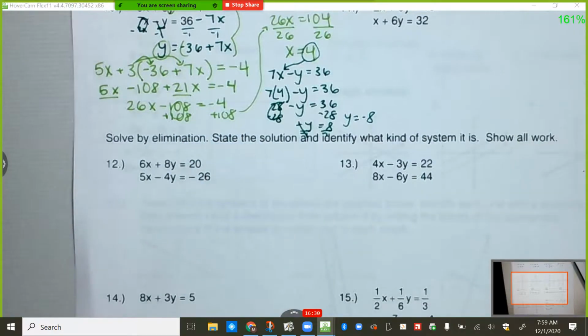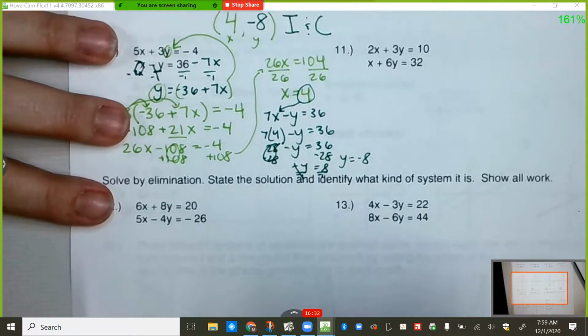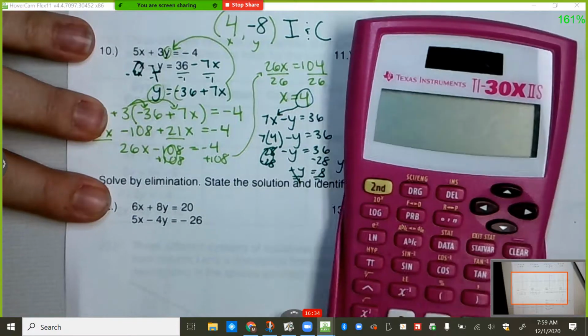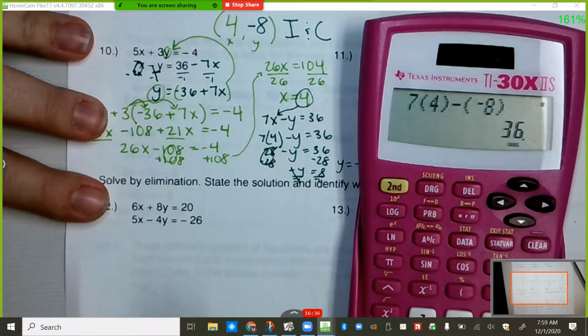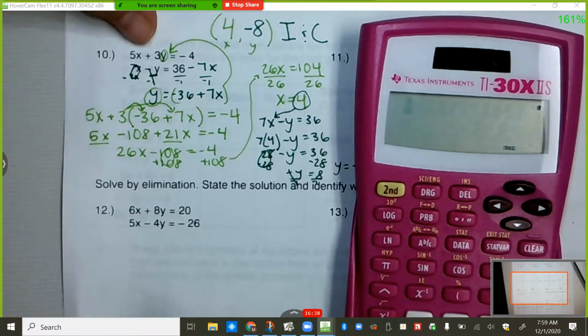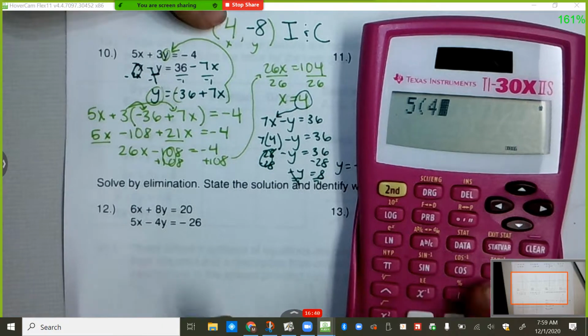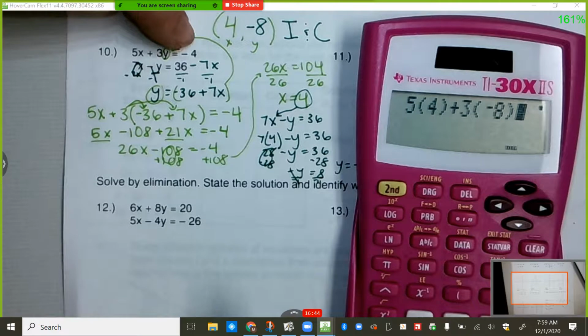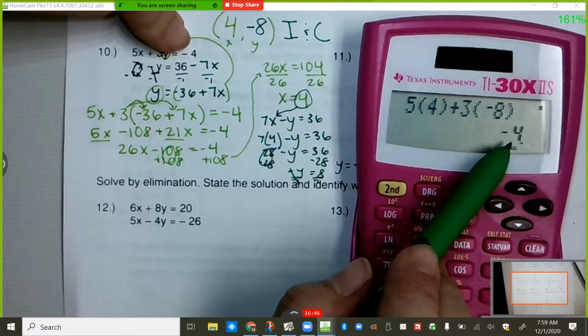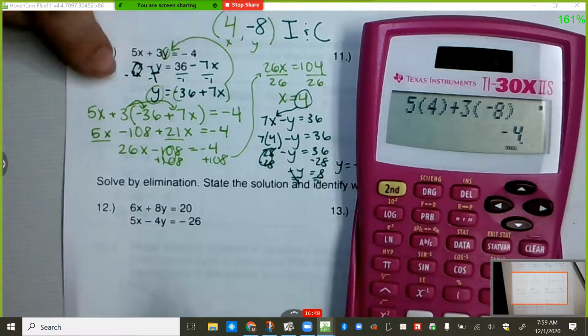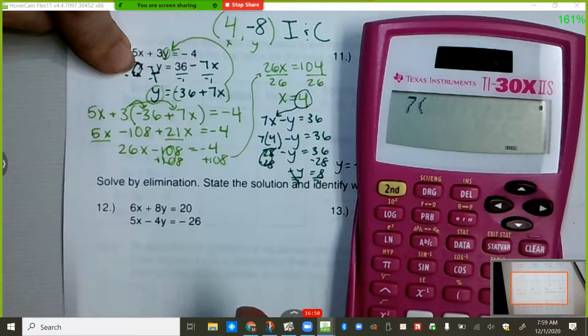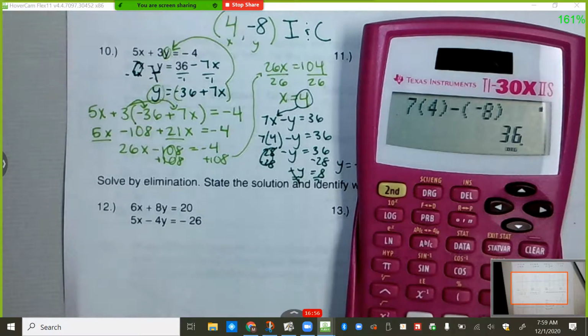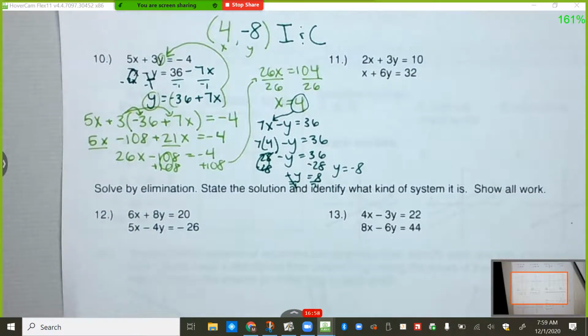Now, just a reminder to check your work in your calculator. So 5 times x, well, x is 4, plus 3 times y, which is negative 8, should equal negative 4, and it does. 7 times x, which is 4, minus y, which is negative 8, should equal 36, and it does. That's just proving that that is the right answer.